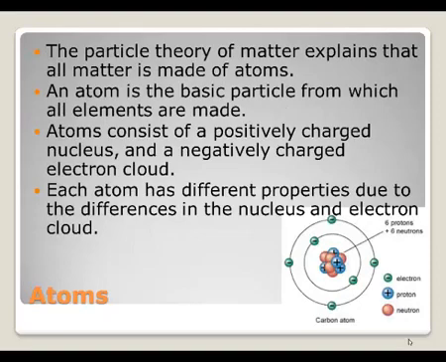So atoms. The particle theory of matter explains that all matter is made up of atoms. In the bottom right-hand corner of the slide, you can see a picture of a carbon atom. It shows the electrons in their orbital paths, shows the protons and the neutrons inside of the nucleus, and it also shows the charge that each one of those subatomic particles has. Atoms consist of a positively charged nucleus and a negatively charged electron cloud. Each atom has different properties due to the differences in the nucleus and in the electron cloud.